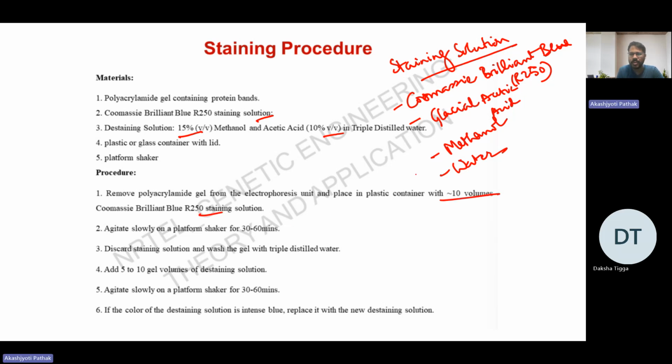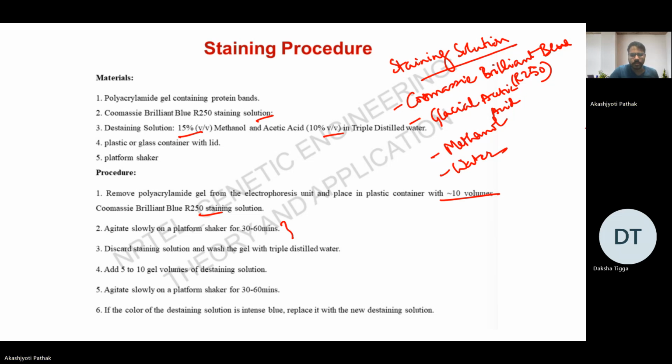You add this, and then you place it on the rocker. The rocker will shake with a vertical oscillation, and you keep it for around, if it is freshly prepared, 3 to 4 minutes, which is enough for staining the sample. But if you have used it several times, then you need to keep it for more time, 30 to 60 minutes. Some people also keep it overnight. But if you prepare fresh staining dye, your gel gets stained within 3 to 4 minutes.